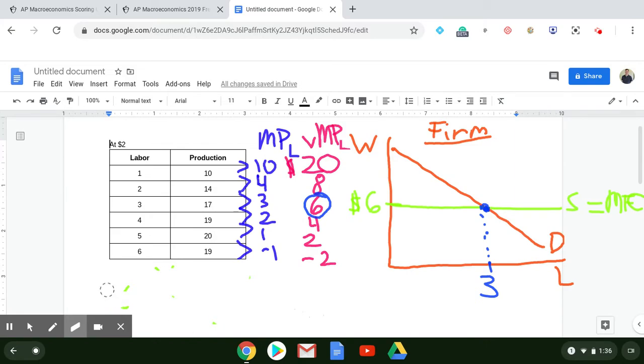I'm going to erase a lot of this, so bear with me. Now, that's if the labor market or the factor market is perfectly competitive.